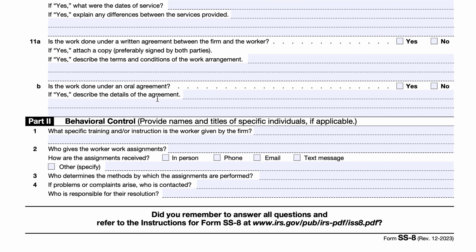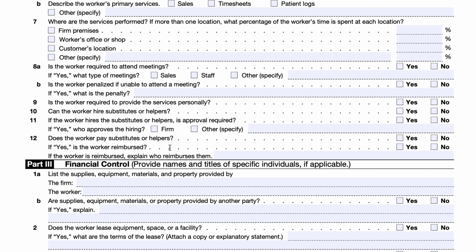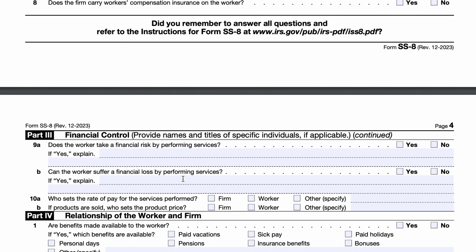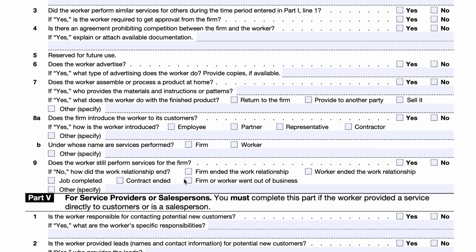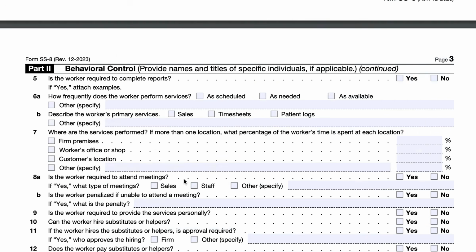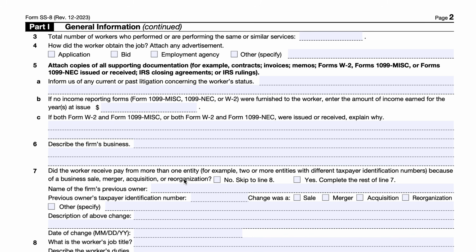Part 2 is the behavioral control. What aspects of your work does the company control? Part 3 is the financial control. Part 4 is the relationship of the worker and the firm. And then finally, Part 5, again, for service providers or salespeople. So we'll go through each of these in depth.